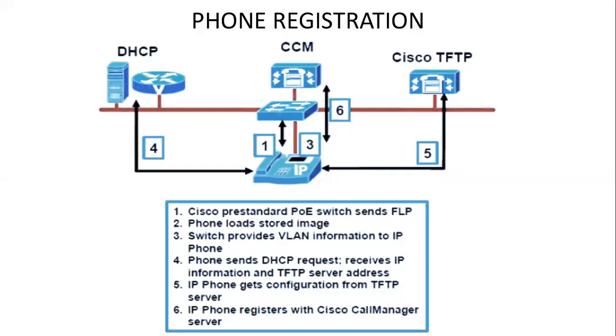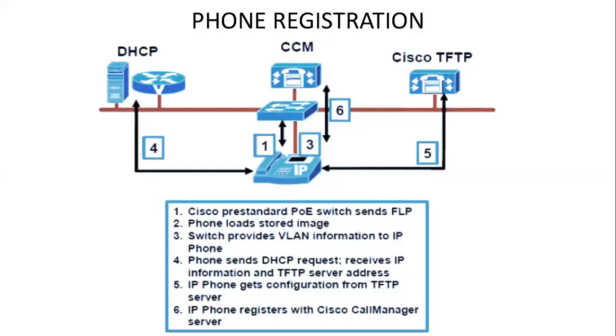A VLAN is a broadcast domain. So when this VLAN is delivered to the phone, the phone sends a broadcast discover request because the phone needs an IP address, and it follows a DORA process: Discover, Offer, Request, and Acknowledge. These are the steps which the phone follows.